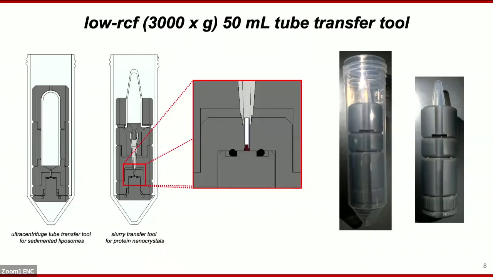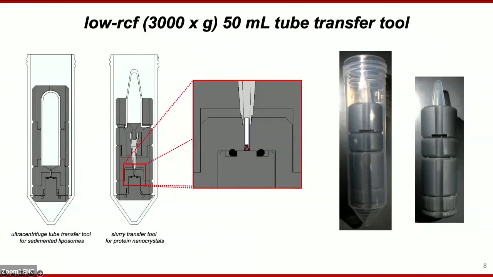The tool is comprised of several 3D printed parts that connect and align all of the components in this assembly. And then this whole assembly can be placed into a 50 milliliter centrifuge tube and then spun down to transfer the sample. This tool is modular, so we can use it for ultracentrifuge tubes. And this version of the tool we would use for our sedimented liposomes that we've pre-sedimented in an ultracentrifuge. But we can also use it for protein nanocrystals, and this is the type of tool with this pipette tip already embedded that we would use for our protein nanocrystals.